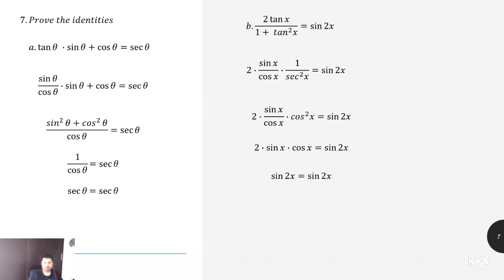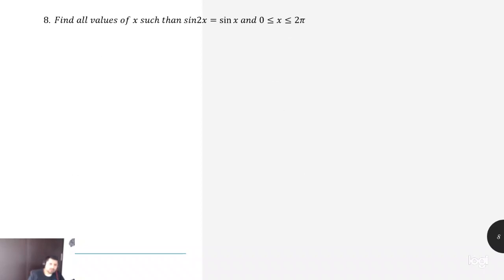equals sin. Okay, exactly. Then we need to find all the values of x such that sin 2x is equal to sin x in the interval from 0 to 2p. 2p, remember, is 360. We know that sin 2x can be expressed as 2 sin times cos, and then you can make them equal.